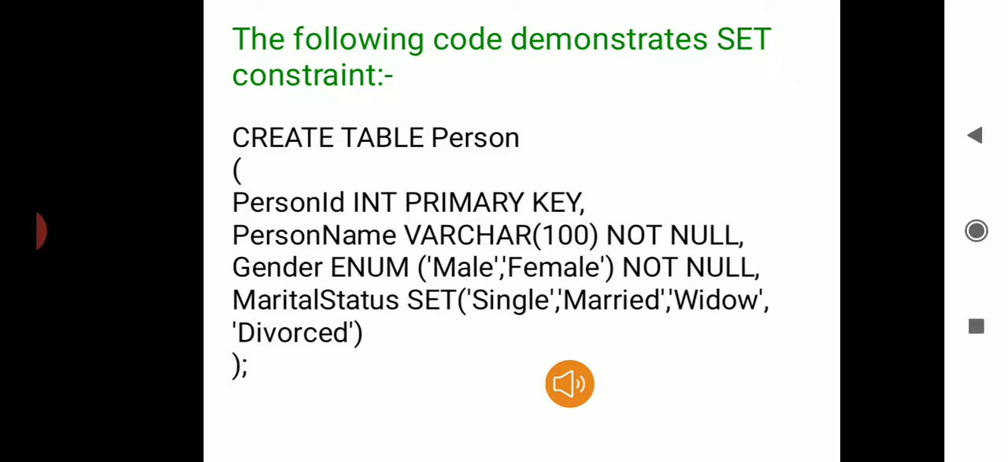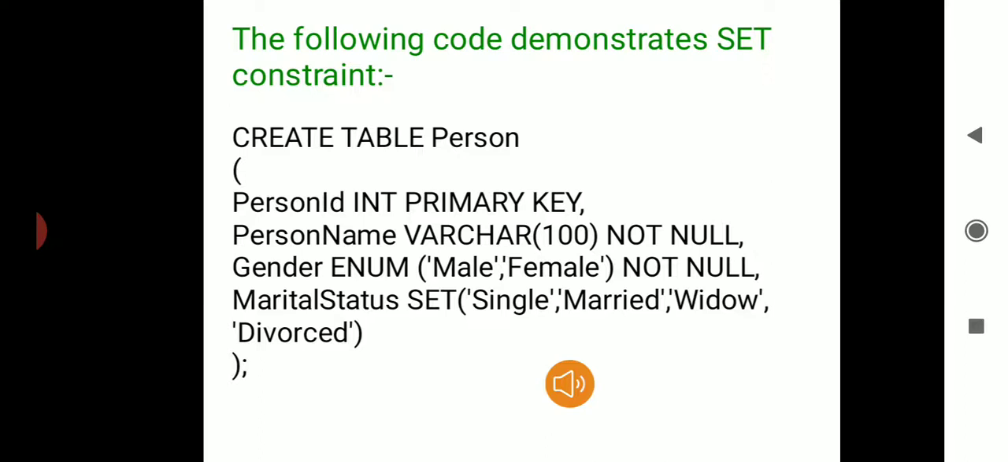Consider the table called person in this slide. If you see this table, you will notice that an extra column called marital status has been added just after the column called gender. Just as the column gender has been defined an enum constraint, similarly the column marital status has been defined a set constraint. And the domain for this set constraint consists of 4 values. These are single, married, widow, and divorced.